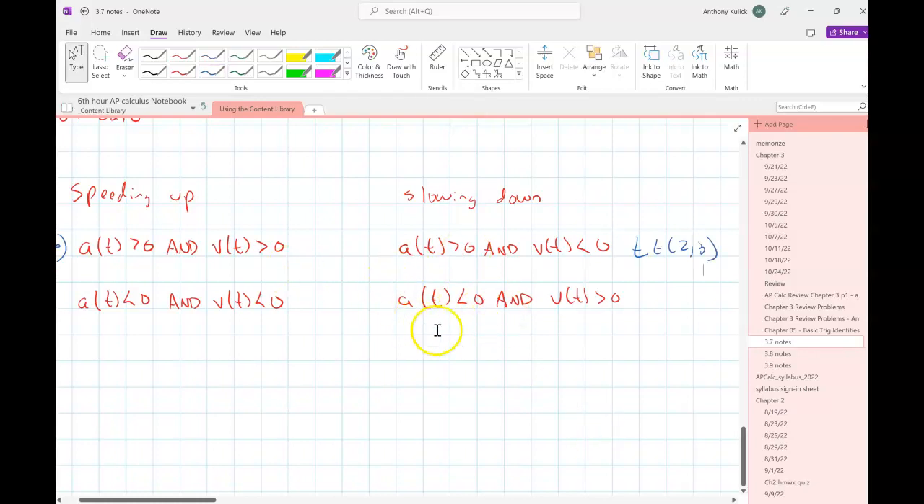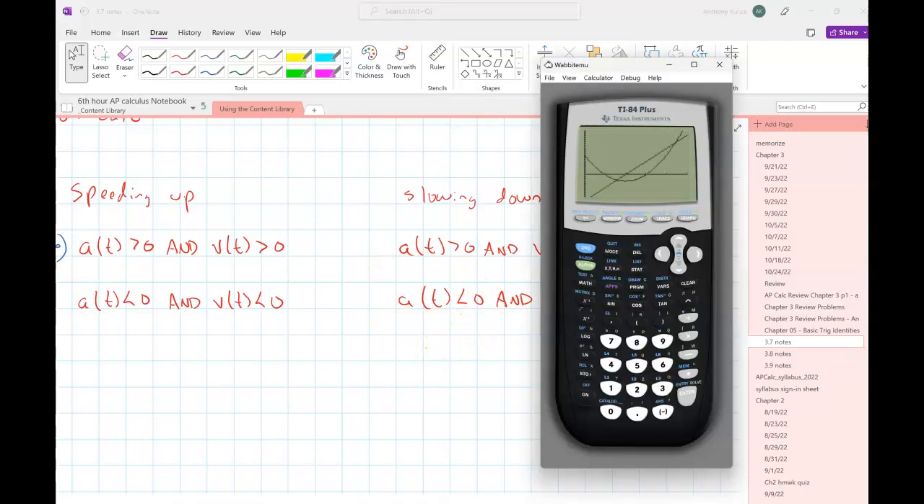And then the last place we'll look for is where the acceleration is negative, but the velocity is positive. So that happens here, it's the last place that happens, right? From the beginning all the way to there. So 0 to 1.